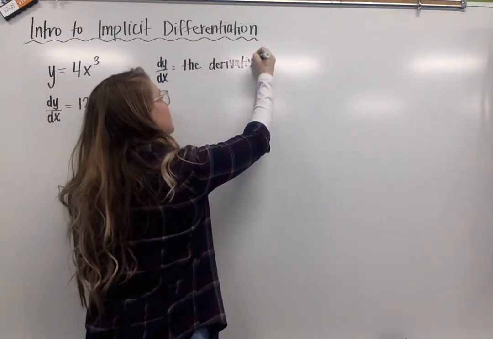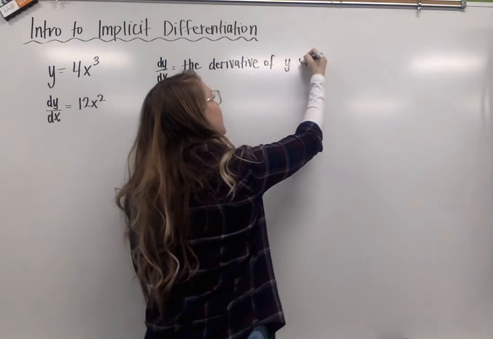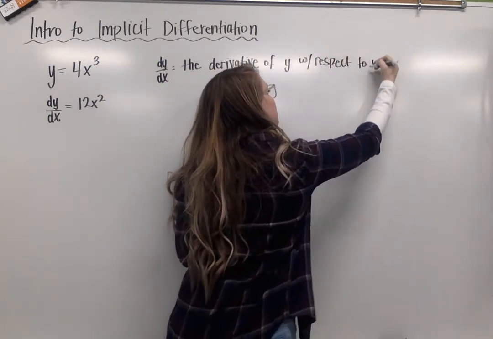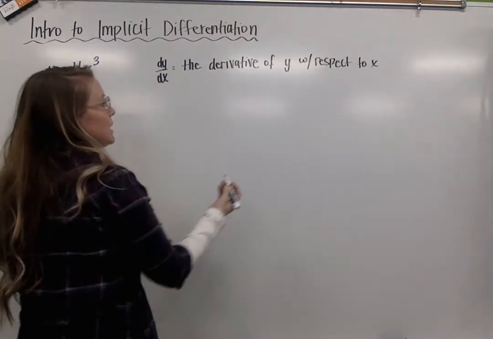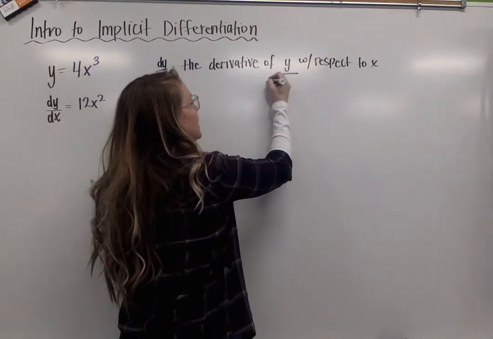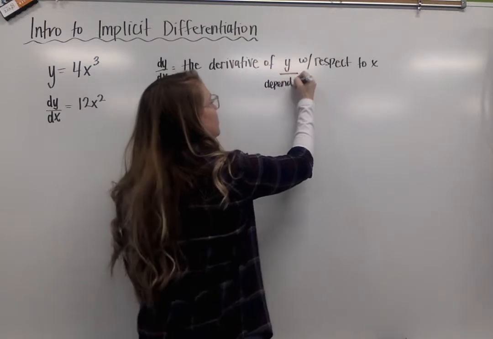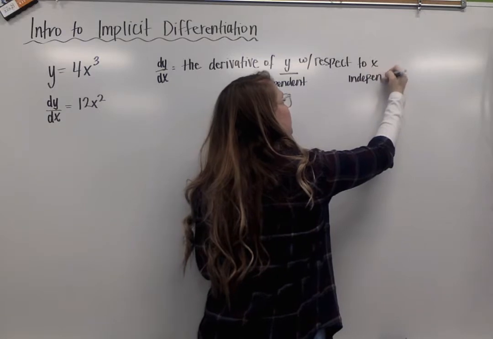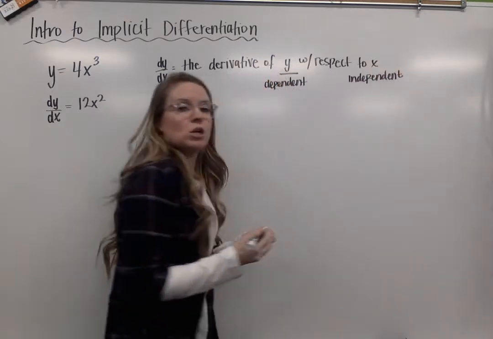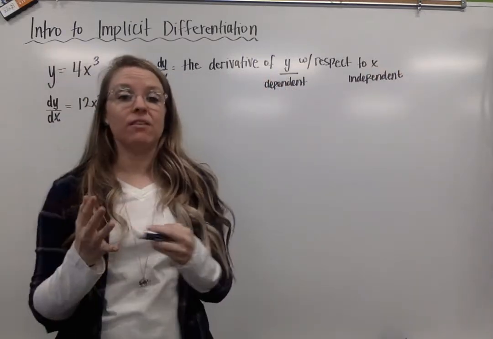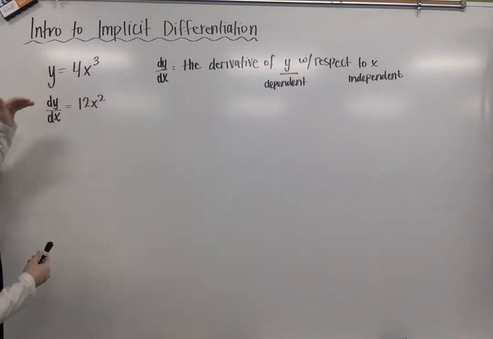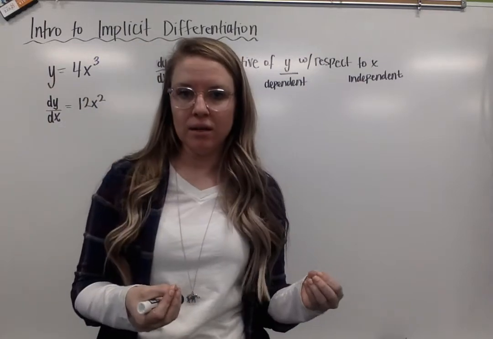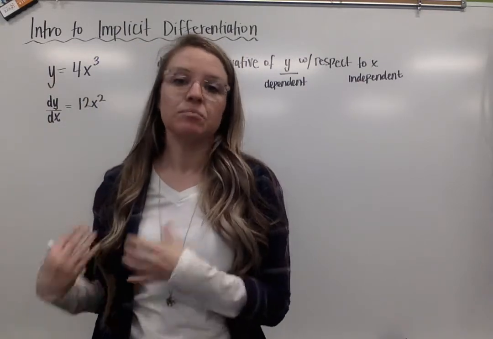this is the derivative of y with respect to x. So what's happening here, like I just said, y is our dependent variable and x is our independent variable. So when we're taking our derivative, we're looking at the change in y over the change in x. Well, can we take the derivative of y with respect to x? That is dy dx.